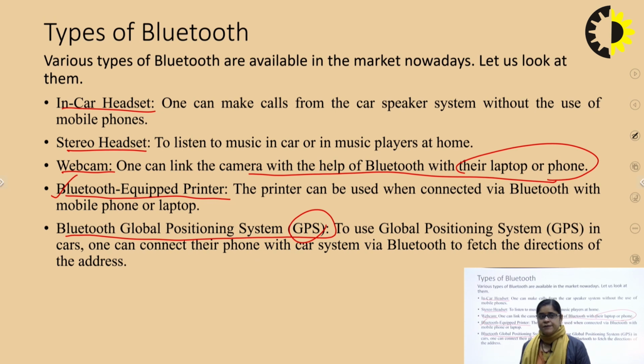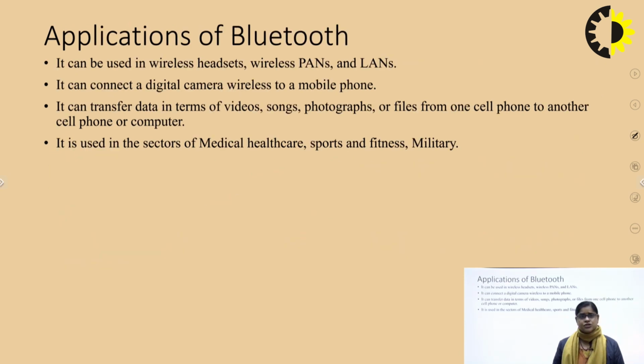For using the GPS in the car, we can connect our phone with the car system by Bluetooth, so that we can get the appropriate address, or the direction of the address where we want to reach. So, these are the several types of Bluetooth which are available in the market nowadays and we use daily, and we never take a look and notice that we are also using these types of Bluetooth.